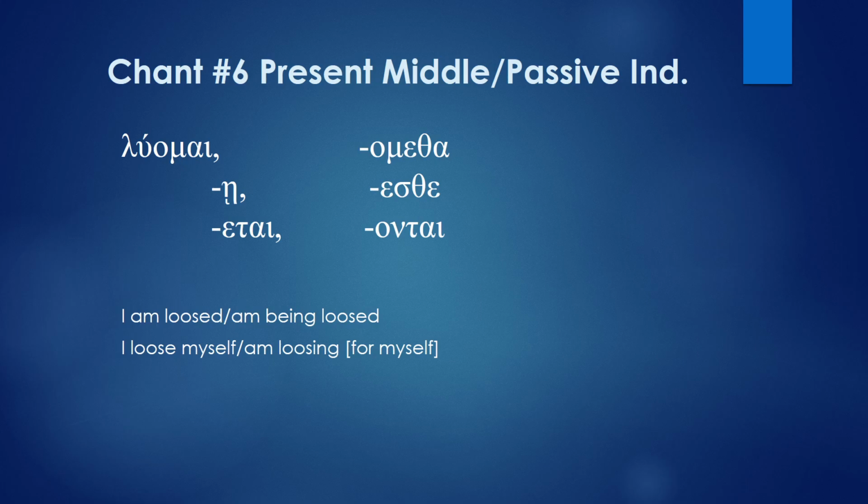Chant number 6, present middle passive indicative of luo. Luomai, ei, etai, ometha, esthe, ontai.